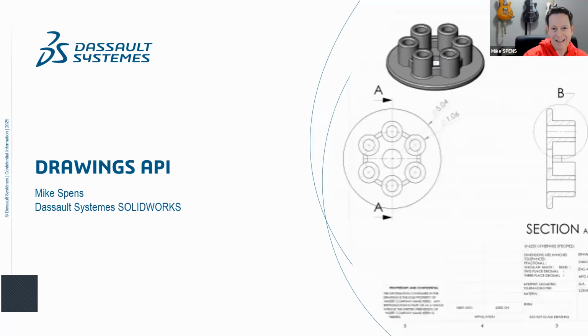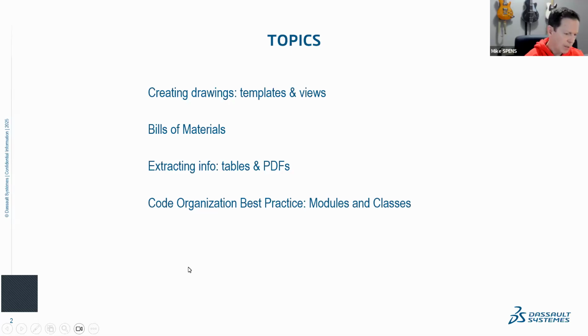The topic for today is the drawings API. This is going to be pretty basic on the drawings. Okay, we're going to go through how to create drawings from templates, how to fill out views, how to create a bill of materials, extracting information like the bill of materials, saving to Excel, and saving your drawing as a PDF. But a piece that I want to emphasize, especially if some of you are relatively new and tend to just pump everything into your main procedure, are some code organization best practices with modules and classes.